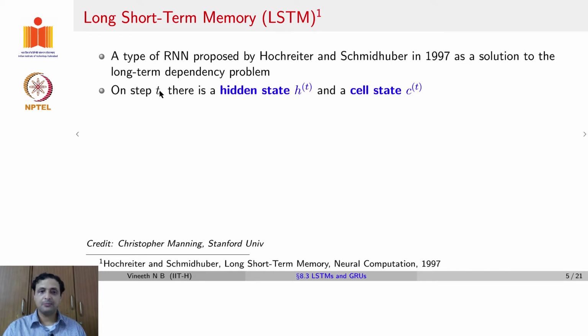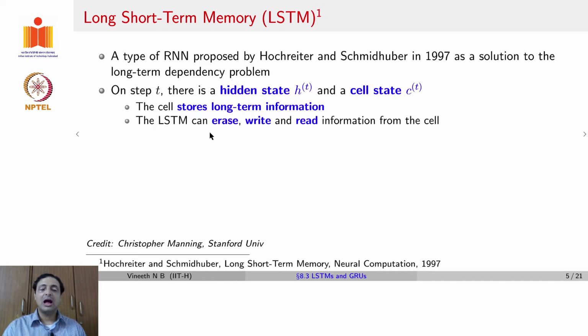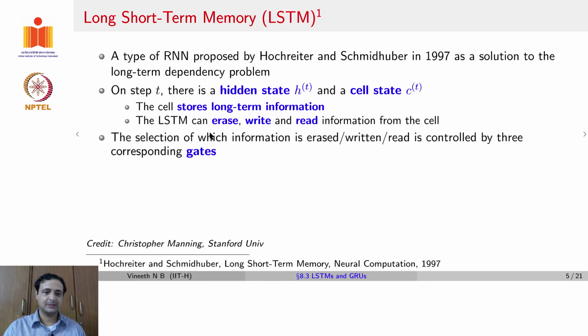At each step t, in an RNN, we had a hidden state which the RNN block would output. Now, in an LSTM, we would have a hidden state which an LSTM block would output, and also an internal cell state which maintains the information across a temporal context. The cell stores long-term information, and the LSTM block can erase, write, and read information from that cell state based on whatever a context defines.